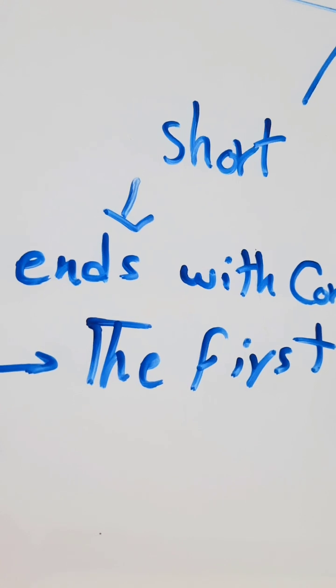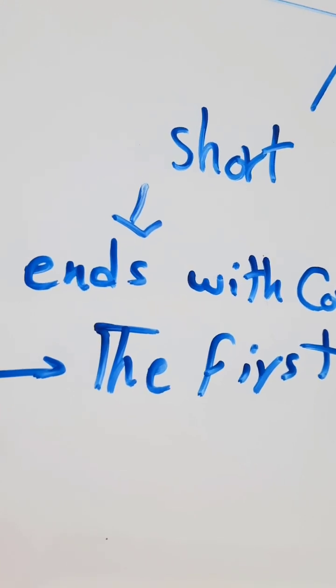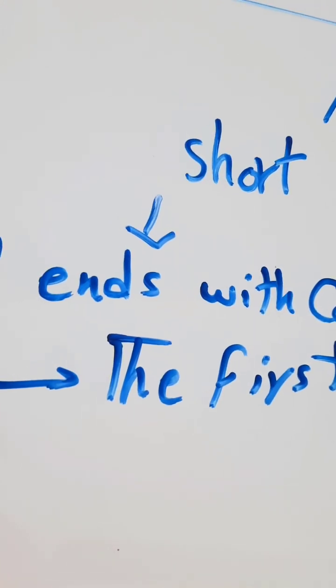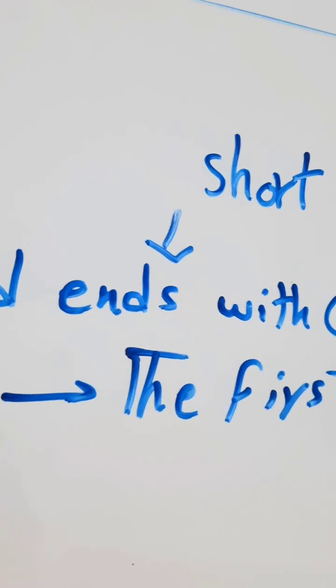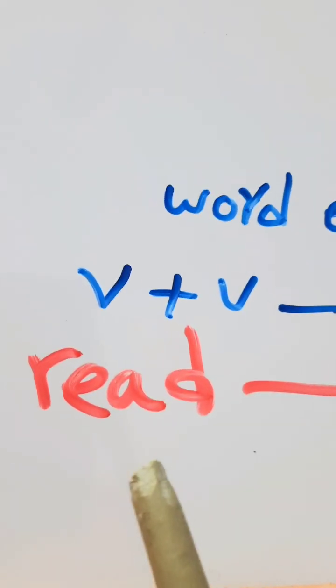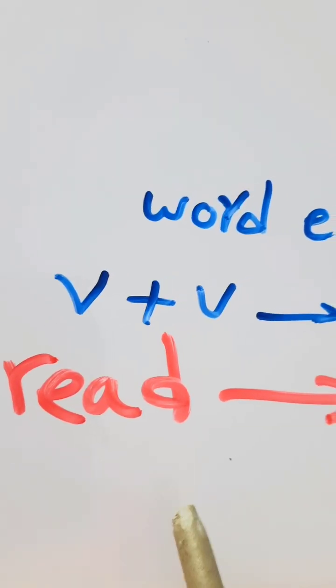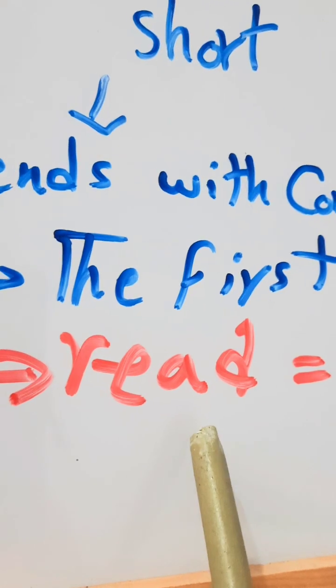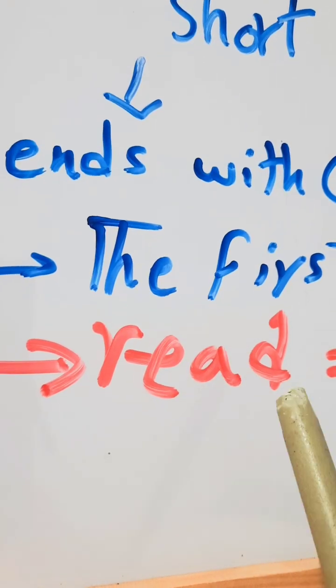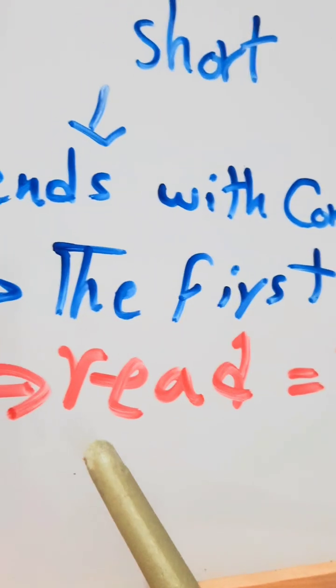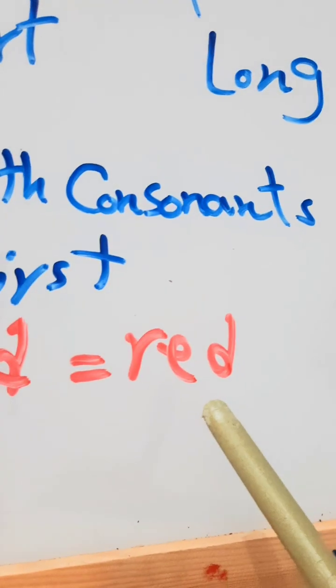But you should notice that there are exceptions to the rule, like the past participle of read. We say read at present and read in the past perfect or the past tense. We pronounce it like red.